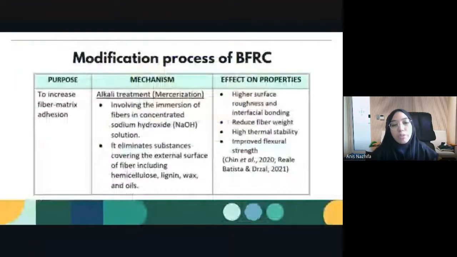Surface modification treatment can considerably enhance the characteristics of fiber and composite. Chemical treatments have been discovered to increase the adhesion, which is one of the key parameters determining the mechanical characteristics of composite. The most common technique is alkali treatment, which involves the immersion of fibers in concentrated sodium hydroxide solution. The NaOH interacts with hydroxyl groups of fibers to eliminate the substance that covers the fiber, resulting in a higher surface roughness and fiber matrix adhesion.